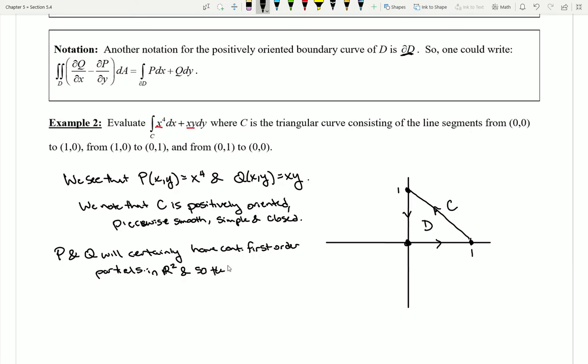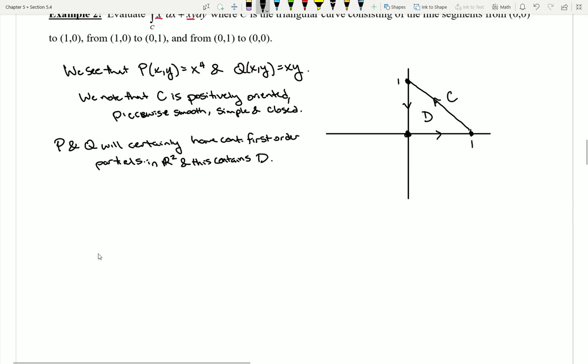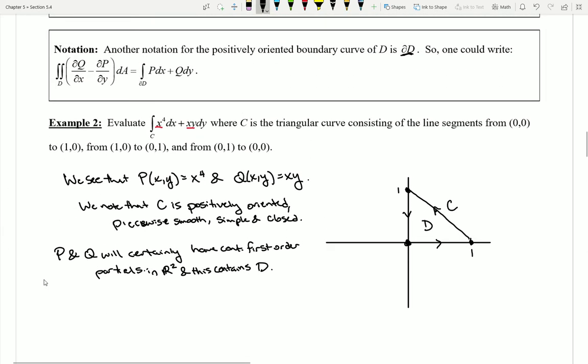Specifically, they'll have those throughout all of R2, and R2 contains the region D. Notice that those were all the conditions I needed: a positively oriented, piecewise smooth, simple closed curve, and P and Q with continuous first order partials in a region that contained D, and they definitely work in the region of R2. Okay, so now I can go ahead and apply Green's theorem.